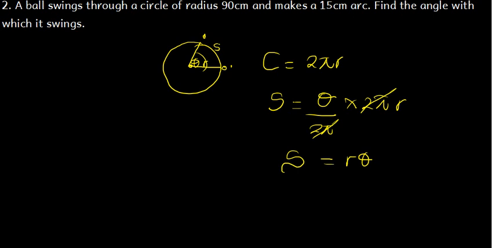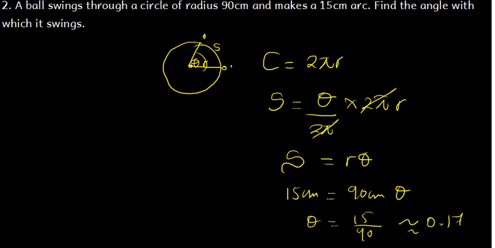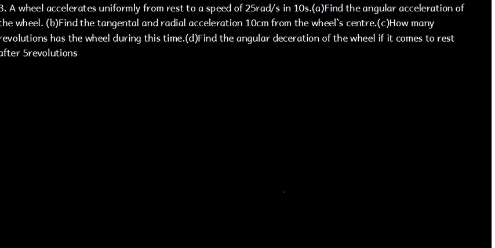So the arc length we've been given as 15 centimeters. The radius we've been given as 90 centimeters. We want theta, so divide 15 by 90, and that is going to give us an approximate value of 0.17 radians.